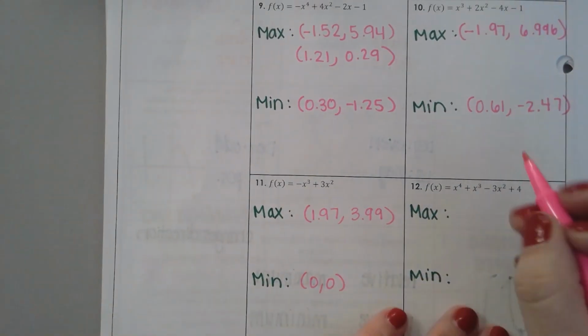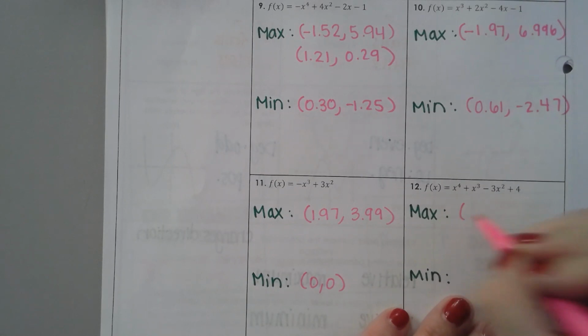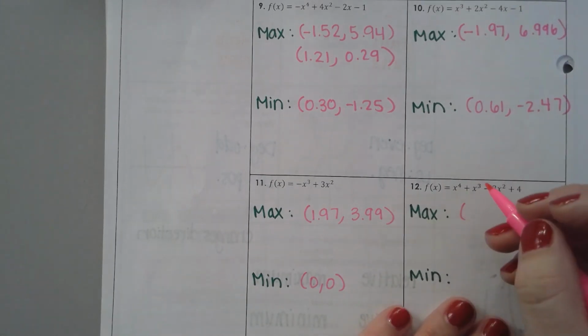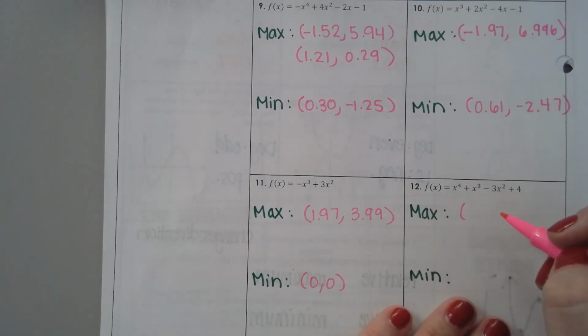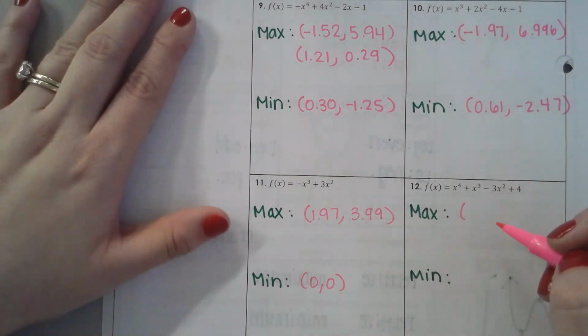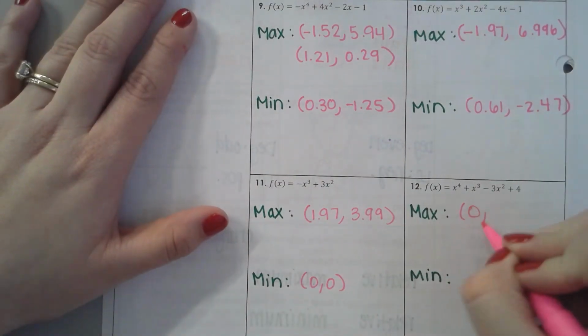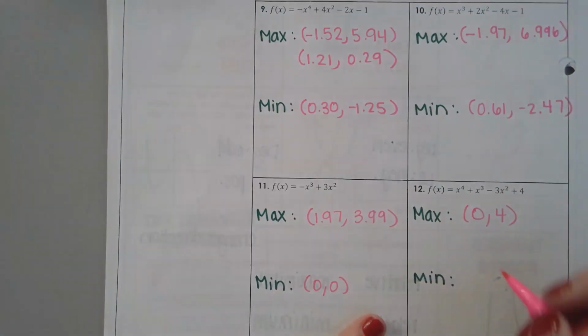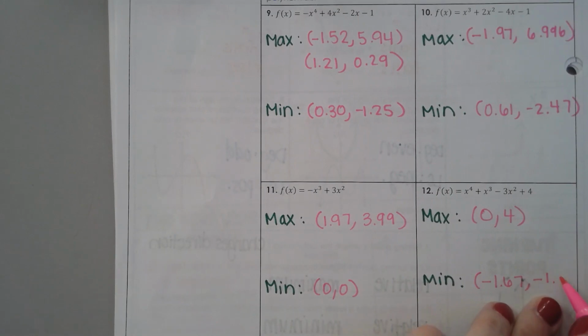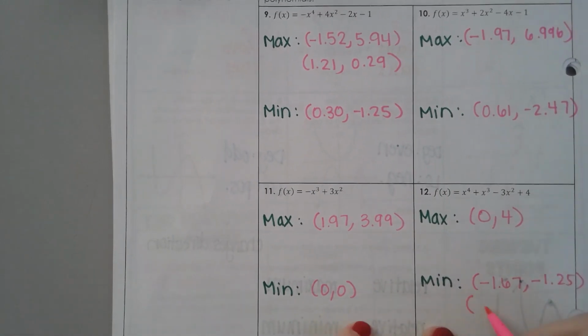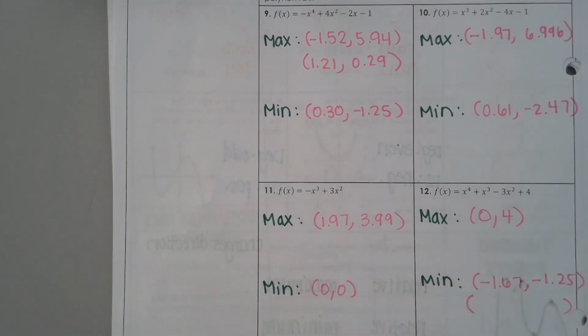12. We should have 1 max, right? No. 2 maxes. No. 1. Okay, what'd you get for your max? 0, 4. And minimum? Negative 1.27 and negative 1.35. Negative 1 point what? 25. Okay, and then the other one? Anybody get it yet? Okay. We'll just leave that one blank.